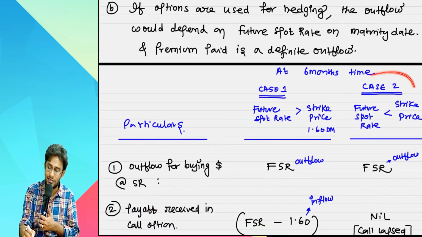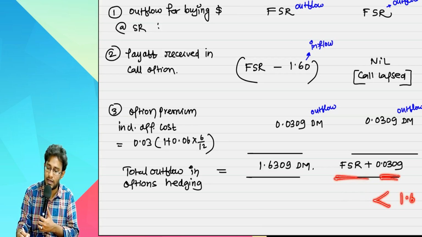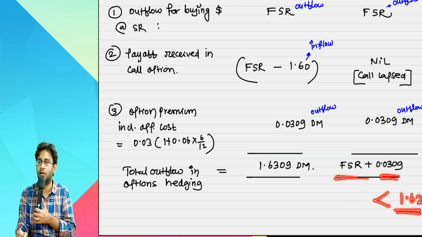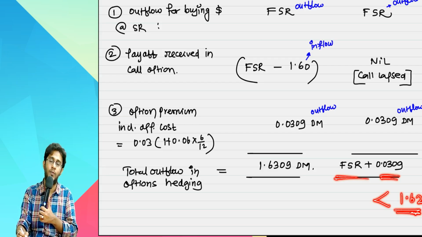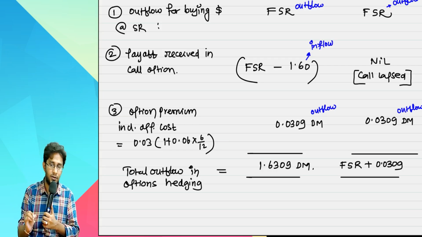Here there is at least a chance that at some spot rate, if it is very low, that low spot rate plus this premium may be less than 1.62. That is the cost of hedging under the forward contract. Therefore, the option may become more favorable than forward contract hedging. So that is possible only when the option is getting lapsed.